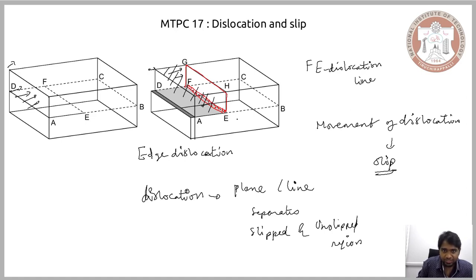So in this case, what you have is a three-dimensional microstructure where you have a region in which the dislocation has moved and the region wherein the dislocation is yet to move. The region the dislocation has moved, we refer to as the slipped region, because the movement of dislocation we refer to as the slip, and the other region we refer to as the unslipped region.